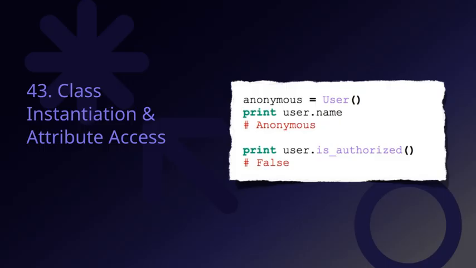This is a fundamental concept because it highlights how objects encapsulate both data and behaviors, making our code more organized and modular. Connecting this to our overall theme, understanding how to instantiate classes and access their attributes empowers us to build more dynamic and flexible programs. It's the foundation for implementing real-world models within our code, making our applications more intuitive and easier to maintain.